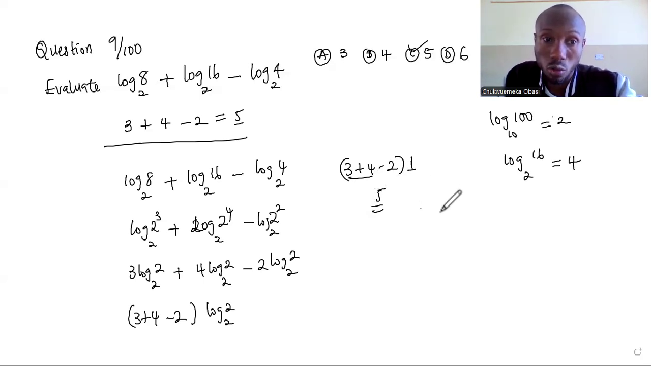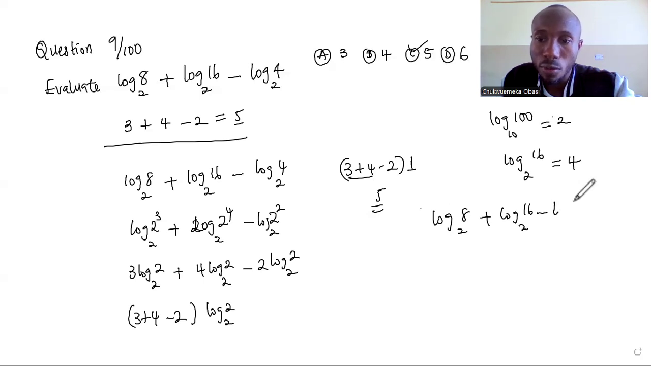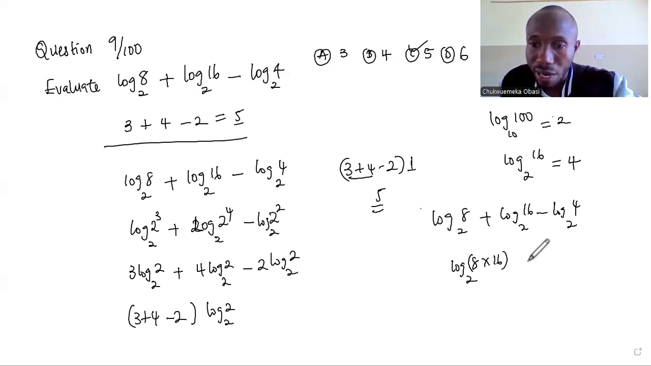Oh, you're thinking of doing something different? Let me show you. That is method 3 now. I have log 8 base 2 plus log 16 base 2 minus log 4 base 2. What if you do it by applying the laws? This is addition, so it is going to be log of 8 times 16, base 2, minus log 4 base 2. We've just done the addition law. Then let's apply the subtraction law. This is going to be log of 8 times 16 divided by 4, base 2.